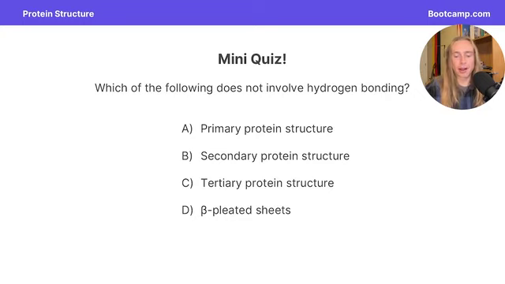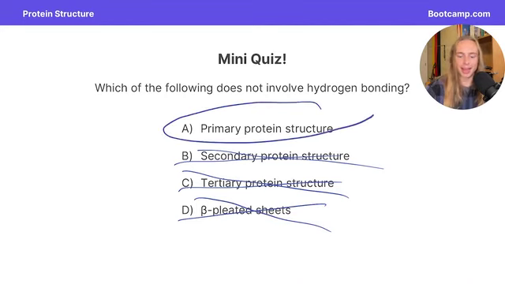So, which of the following does not involve hydrogen bonding? Primary protein structure was just the sequence of amino acids, so I don't think that involves hydrogen bonding, so let's keep that one around for now. Secondary protein structure was caused by hydrogen bonding among carbonyl and amino groups on the polypeptide backbone, so we can get rid of this one. Tertiary protein structure was influenced by R group interactions, and one of those interactions was hydrogen bonding, so let's get rid of this one too. Beta-pleated sheets, if you remember, are just a form of secondary protein structure, so we can get rid of this one as well. And great, so this leaves us with A. Primary protein structure does not involve hydrogen bonding.